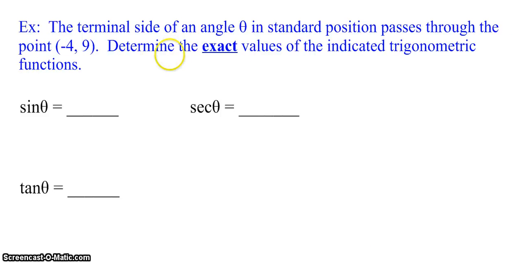Next one. The terminal side of an angle theta in standard position passes through the point negative 4, 9. Determine the exact values of the indicated trigonometric functions. Pause the video. Do this. Unpause when you're ready to check your work.